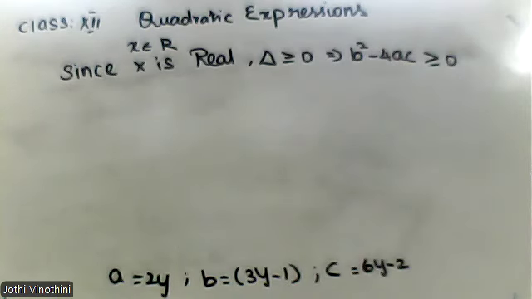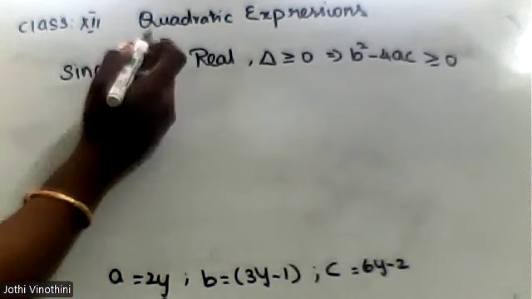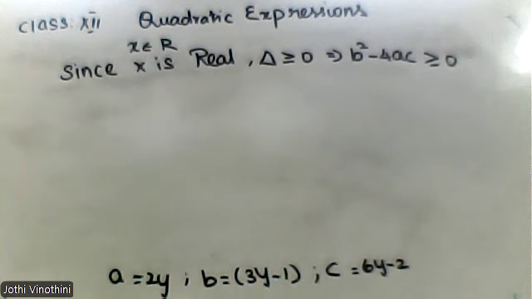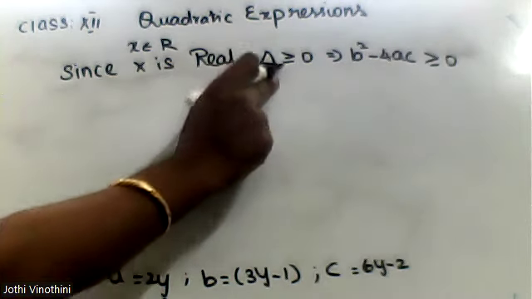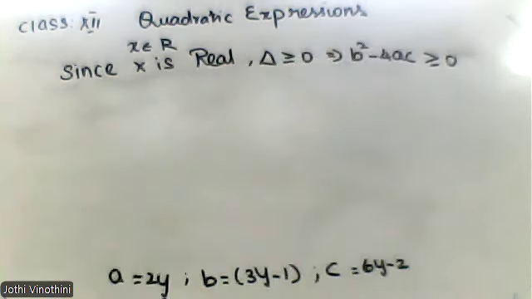Clear? Why are we taking this statement right now? Because in the question itself we are provided that x belongs to the real numbers, so x is a real number. Since x is real, the delta value, that is b squared minus 4ac, will be greater than or equal to 0.